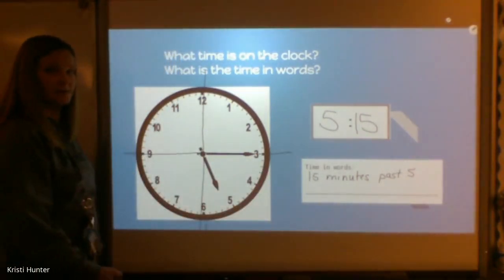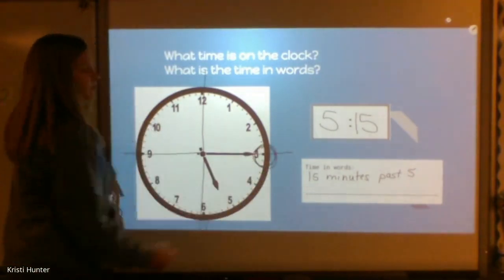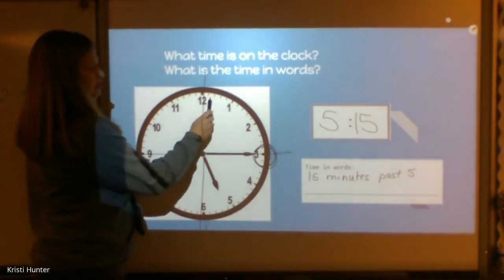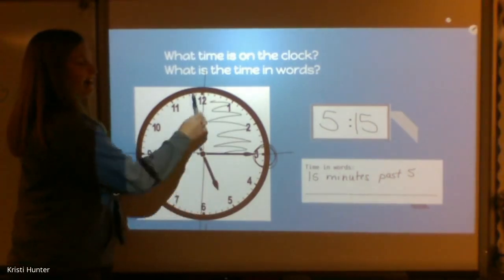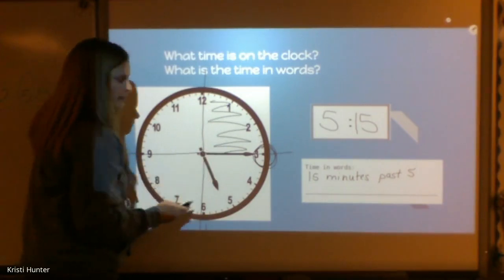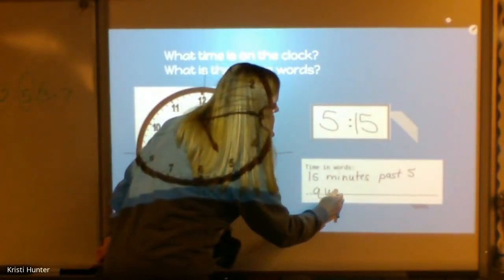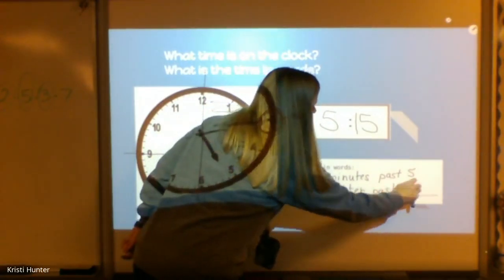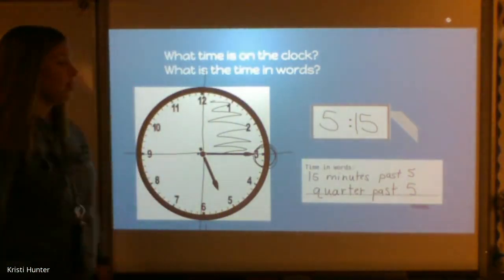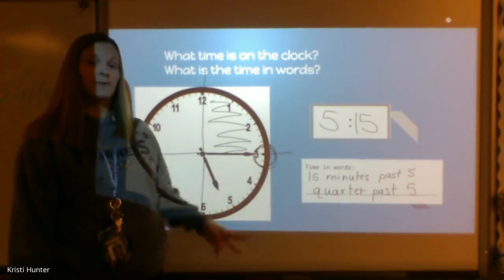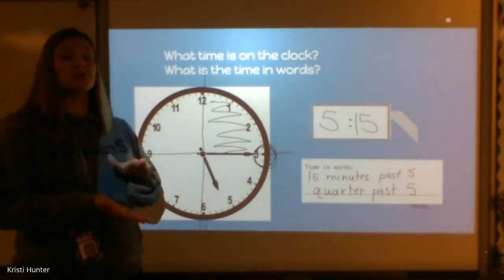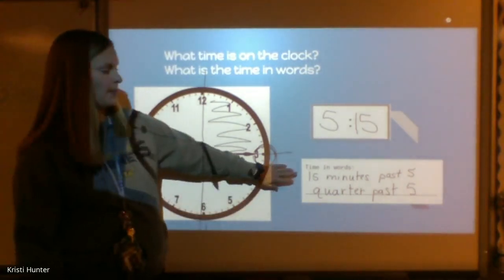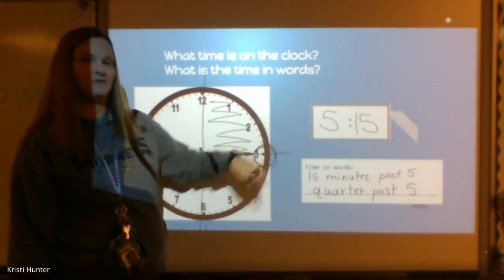Remember, 3 was one of those magic numbers. If it touches the 3, we're going to talk about quarters. So if it's touching that 3, I've gone a quarter past the hour. So we're going to say quarter past, and we went past 5 o'clock. Hopefully you got both of those answers. Remember, today on your assignment, if it says choose 2, make sure you pick 2. Those 2 should tell the same time. Both of these mean it is 5:15 on the clock.